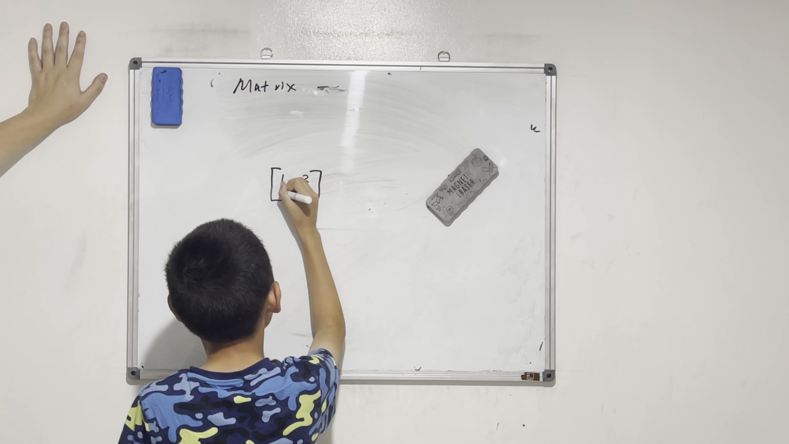1, 2, 3. Well done. You can use the square brackets or, mathematically, just 2 vertical bar lines. This is the same thing. So this is a 2 times 2 matrix. What does it mean? 2 rows, 2 columns.